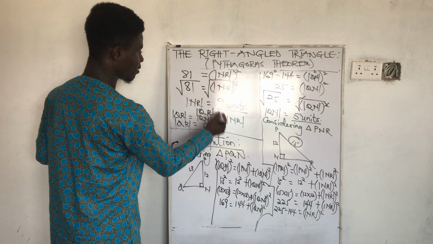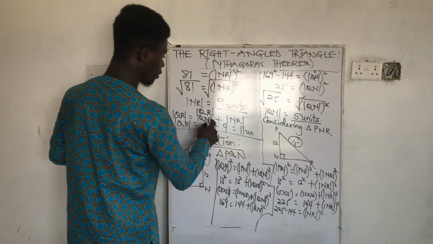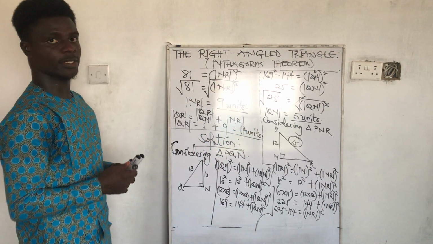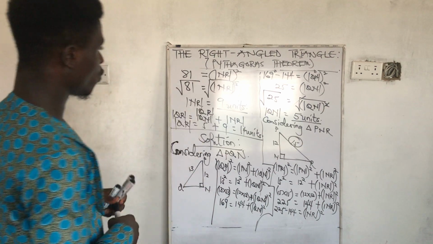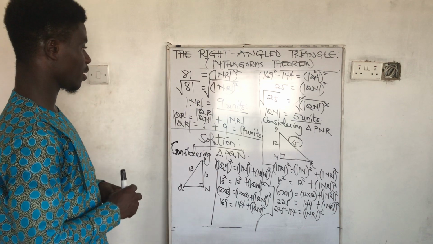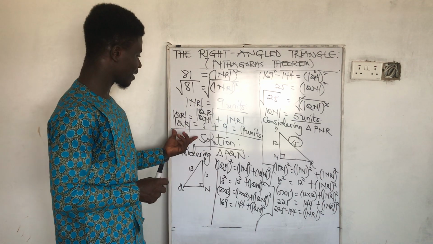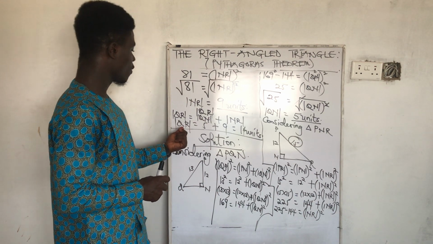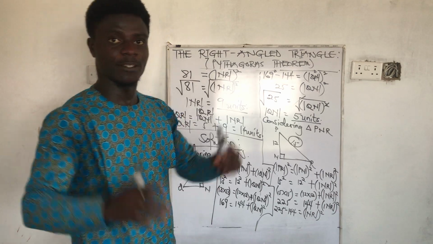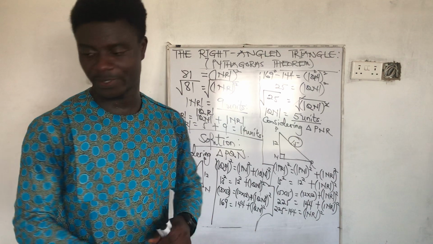So the length of QR equals the length of QN, which is 5, plus 9, which is 14 units. So we are done with our question. So that's the solution for the question. Therefore, the distance from point Q to point R is 14 units. So please go through it. All right.